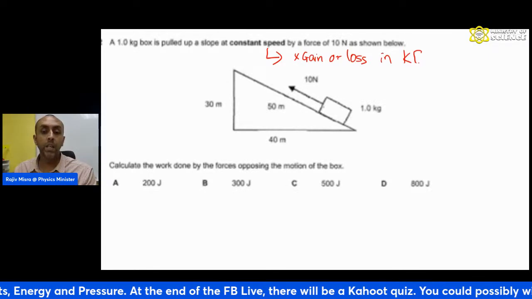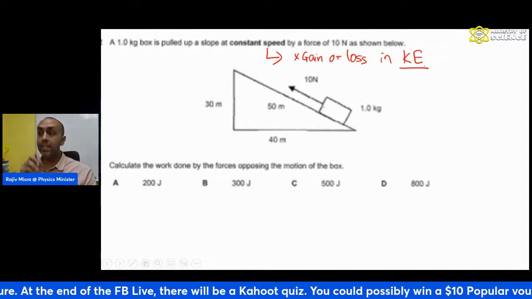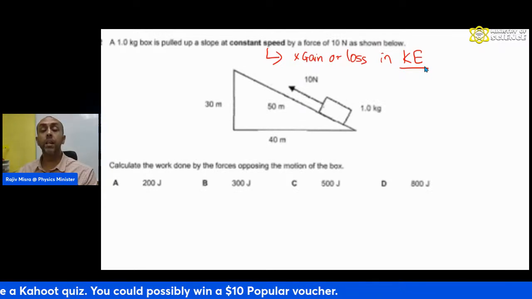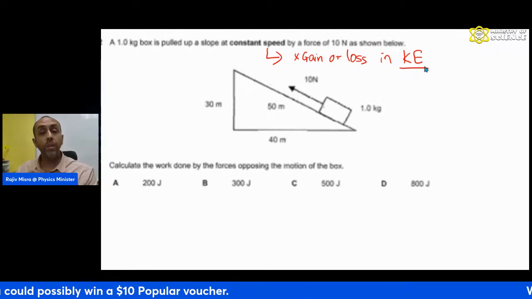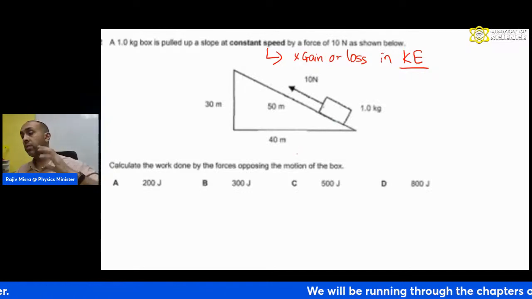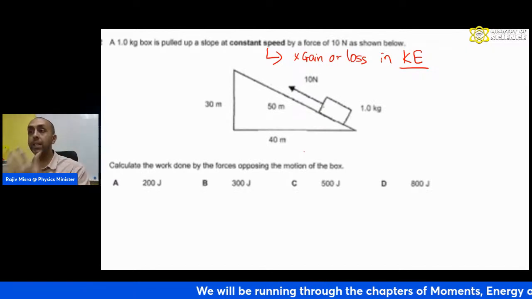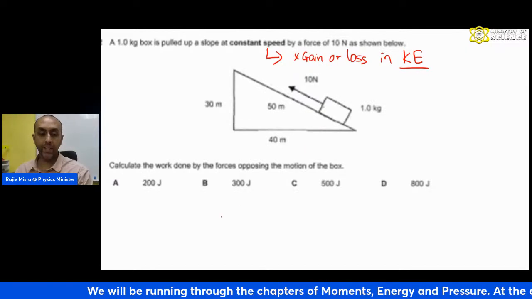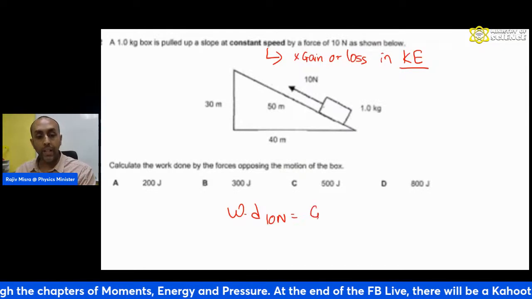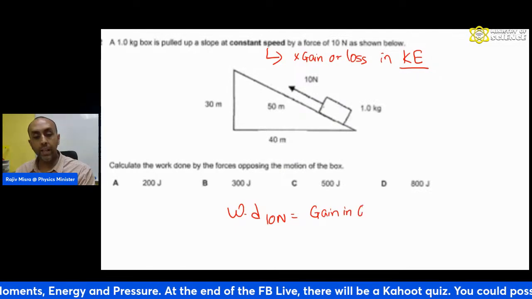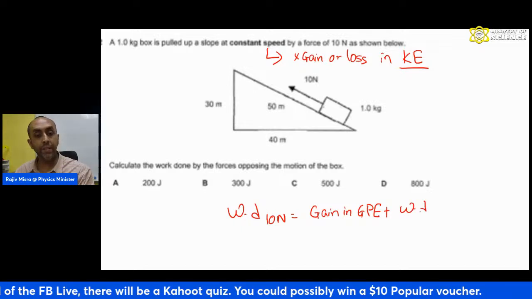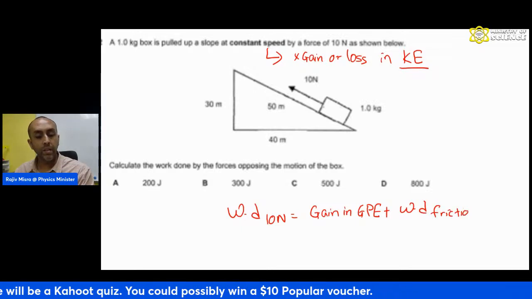This part is very important. Because a lot of students, I find that when they see this type of question, they always think that, oh, there's constant speed, I must factor it in. You must take note that in a question, they always actually give you hints, and you must know how to use the hints. Now, in this question, what you have to do is ask yourself, what provides energy? There'll be work done by 10 Newton, then your gain in GPE, that will take gain in GPE, plus your work done against friction.